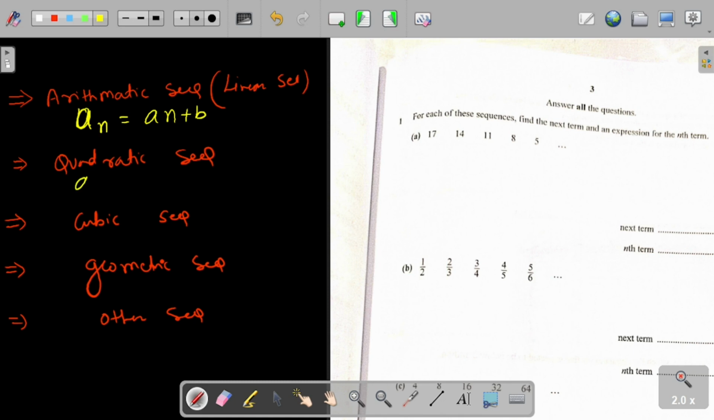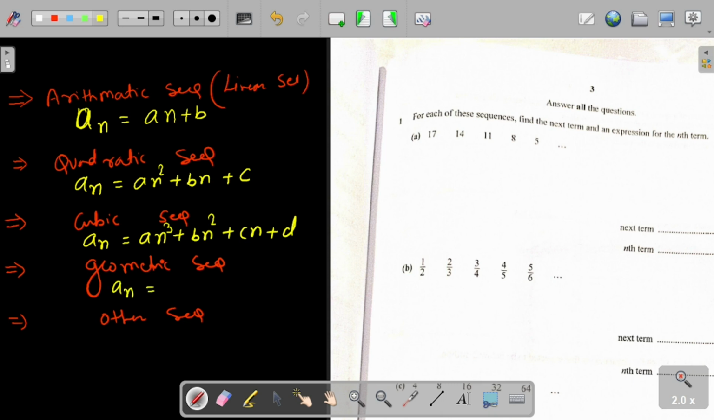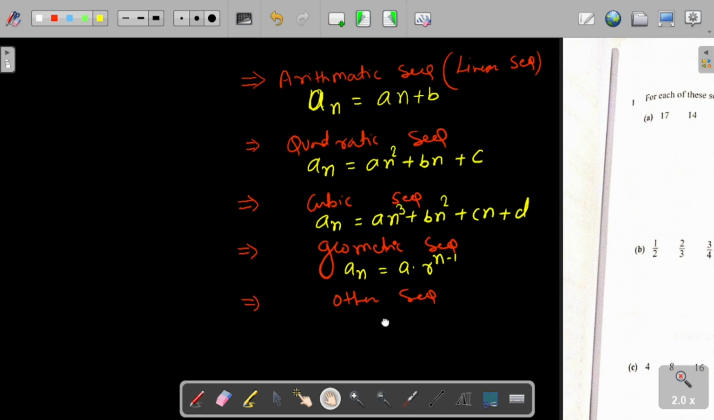Similarly, if we want to write the quadratic sequence an, it should be an square plus bn plus c, right? Similarly, the cubic sequence will be written as an cube plus bn square plus cn plus d. And for the geometric sequence, its nth term will be written as an equals a r raised to power n minus 1. Let us emphasize these sequences in detail.